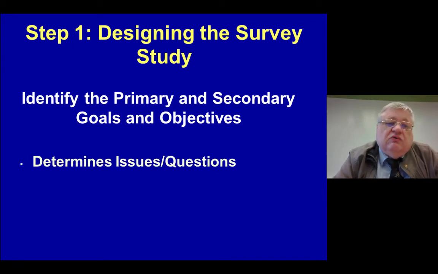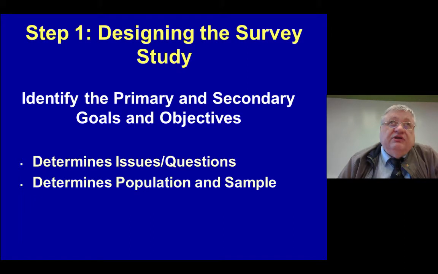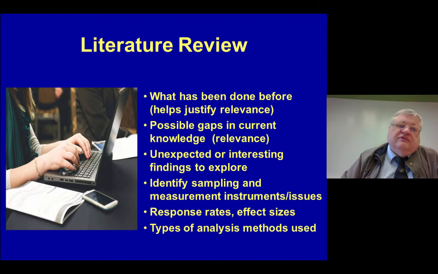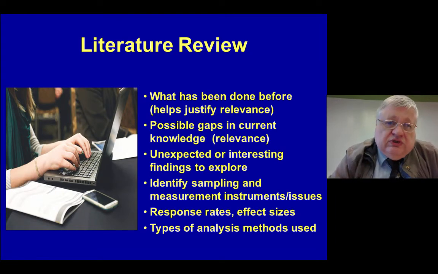Once you've done that, those objectives are going to determine the issues and questions you're going to be looking at. It'll determine the population that you're concerned about and also sampling issues from that population. And it will determine the types of analyses you're going to be able to do to answer those questions. Now, your very first step after that is to conduct your literature review. We say this over and over again, but it's one of those things that I cannot overstress. It must be done, for a variety of reasons, of course.